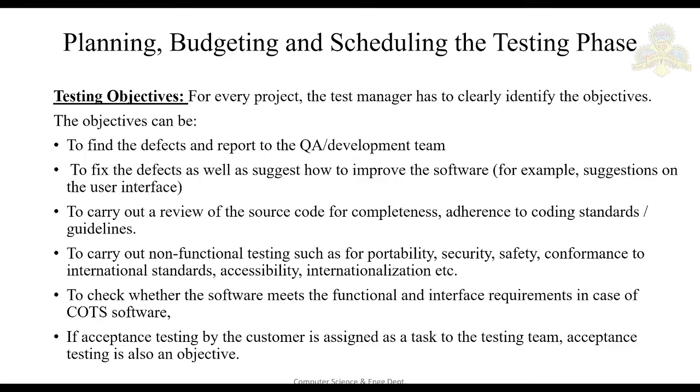The next objective could be, if you are doing white box testing and you have access to the code, you can check for code completeness, whether it has been written according to the coding standards or guidelines, whether it has proper comments or not. Then the next factor in the testing objective could be, if you are doing non-functional testing, what type of non-functional testing has to be done? So these attributes you have to take from your clients.